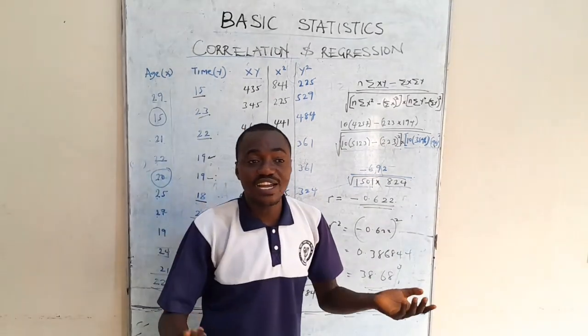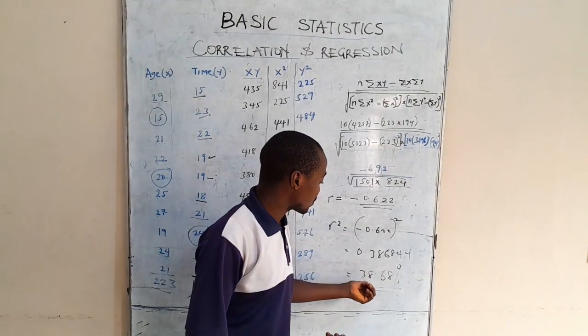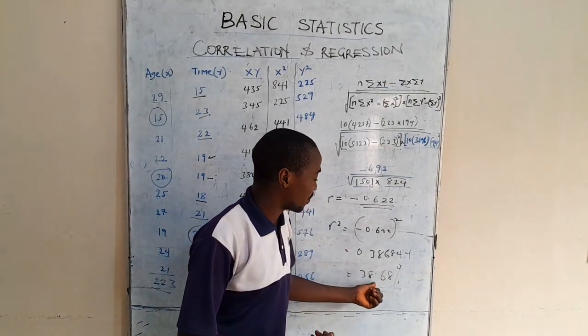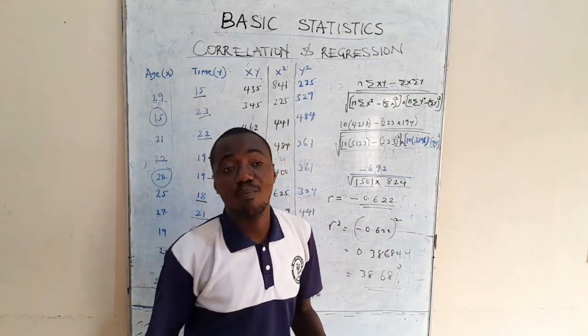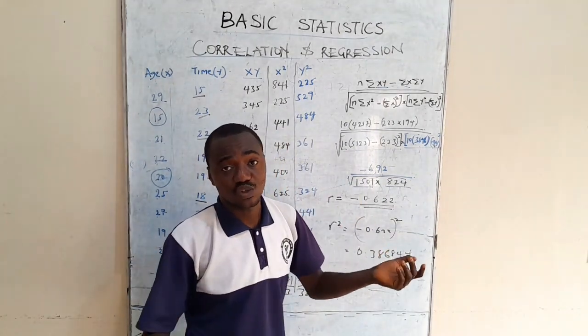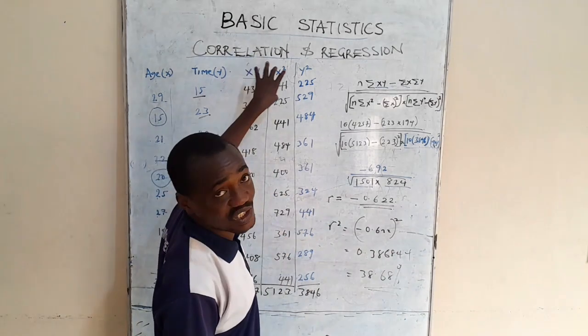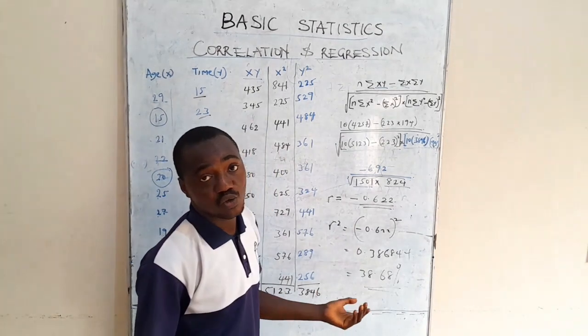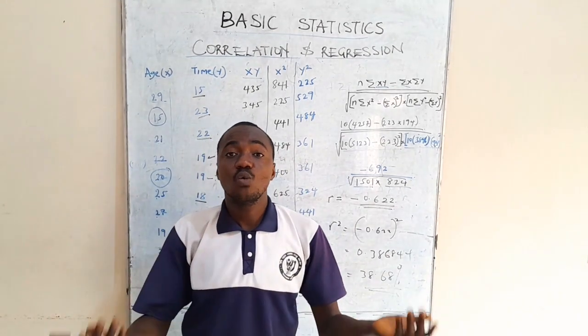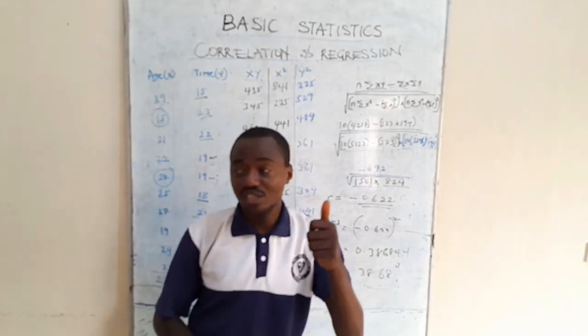The remaining variation, which is about 61.3%, can only be accounted for by other variables or other factors, which are not in this model. So after that, we have our correlation coefficient and our r squared. The next one now is we are moving toward the regression. Stay with us.